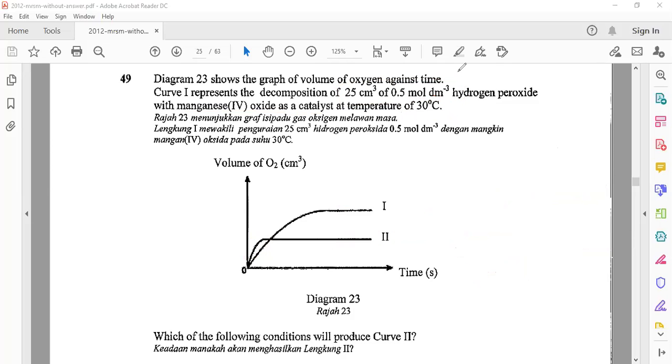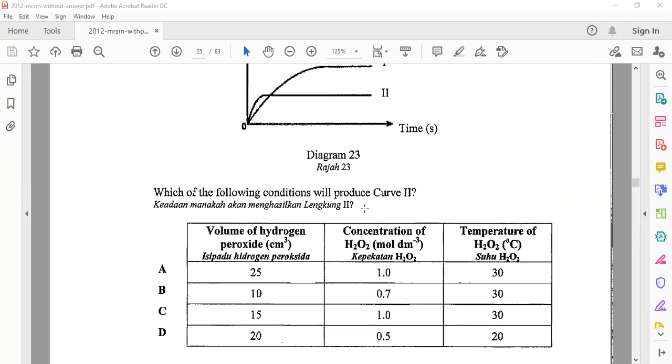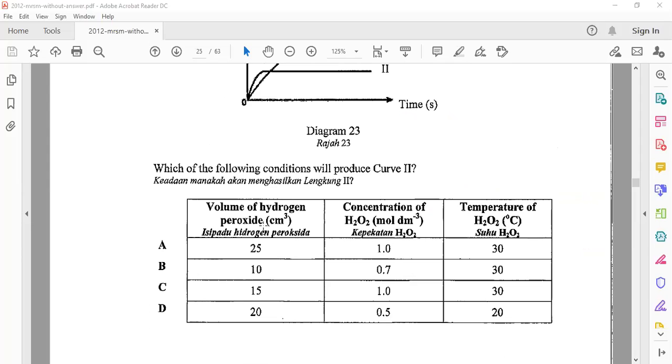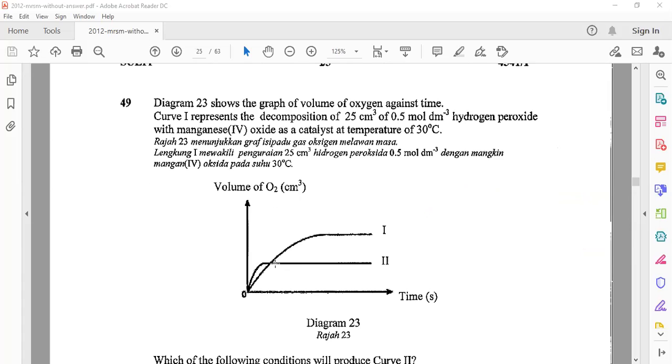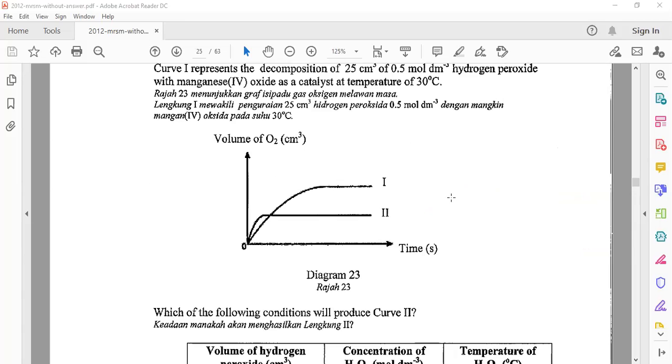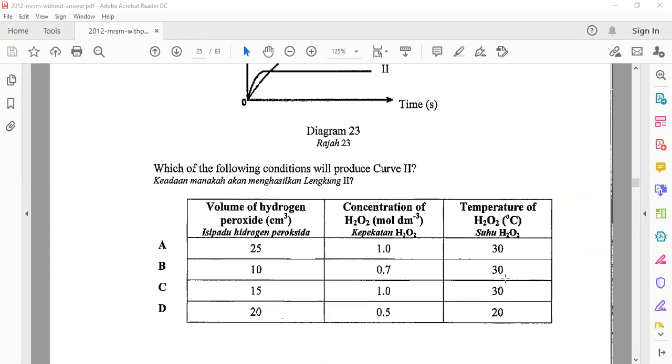So how are we going to talk about that? Now, look at the options given to you. The volume and the concentration actually enable you to calculate the MV over 1000. Now, when you want a higher rate of reaction, if you don't change the temperature, what can you change? You can change the concentration.